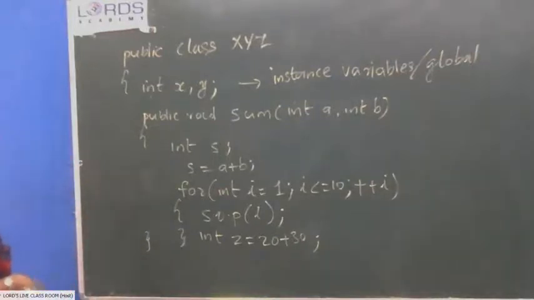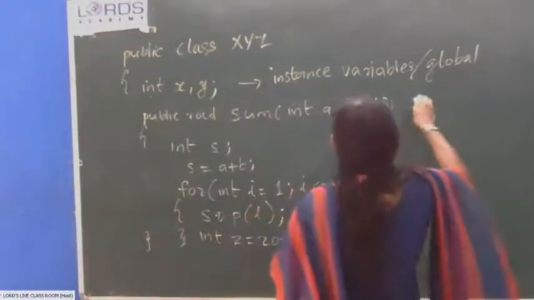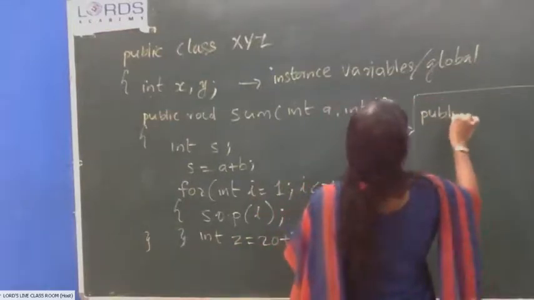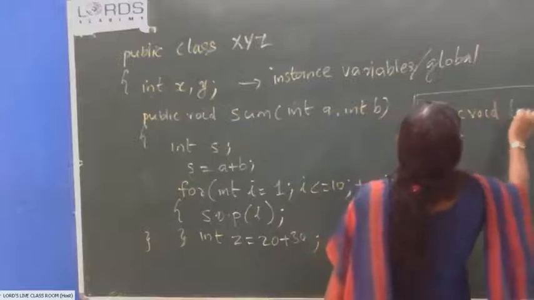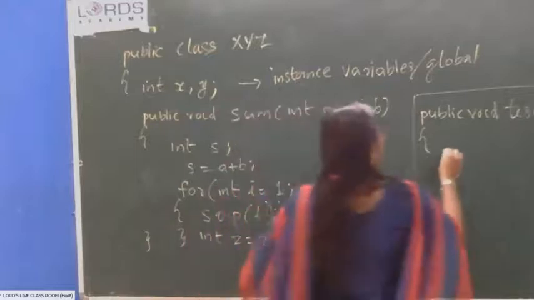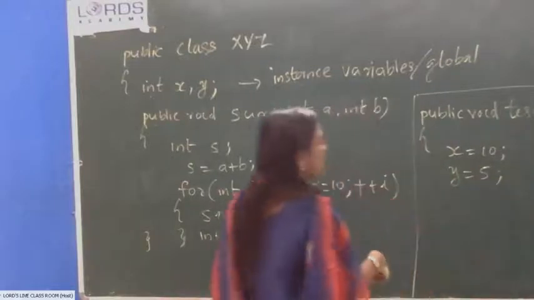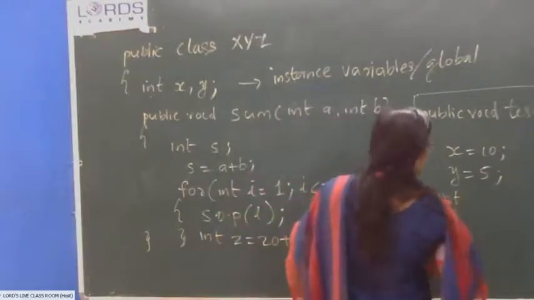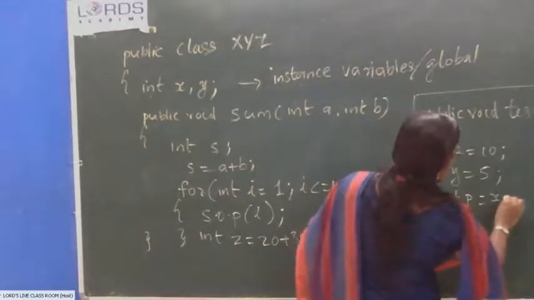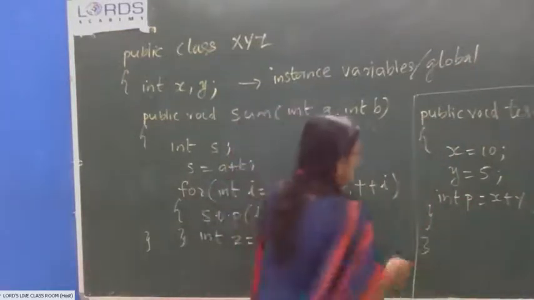Imagine that I have written one more method. Here, public void test method. x equal to 10, y equal to 5. Int p equal to x plus y. Some statements are written. Method is closed, class is closed.